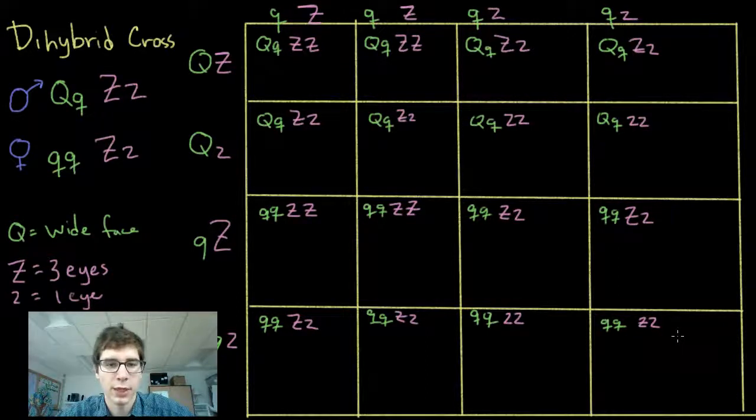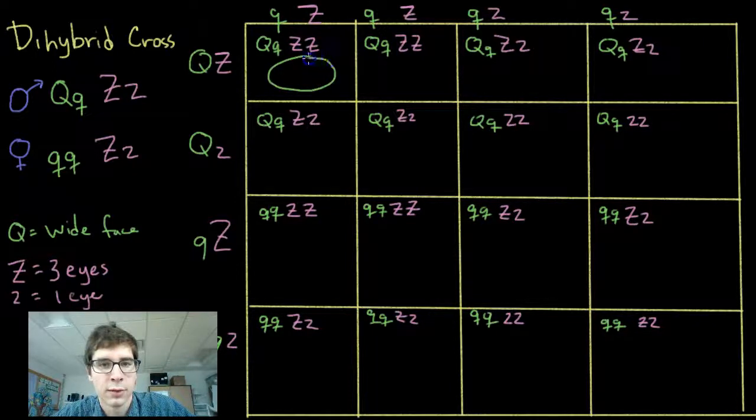Now we can go through and fill in our phenotypes. So let's look at this. We'll do green faces. We said if it has a capital Q, it's going to be dominant, so this is going to be a wide-faced alien. And it's got capital Z, so it's going to have 3 eyes. 1, 2, 3. Okay, there's our alien. Again, we're going to get that same exact phenotype here because we have both of the dominant alleles. 3-eyed alien.